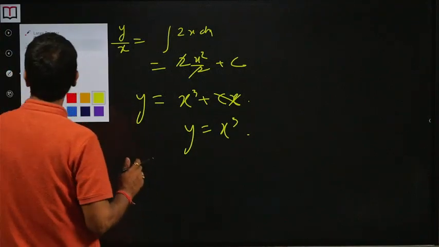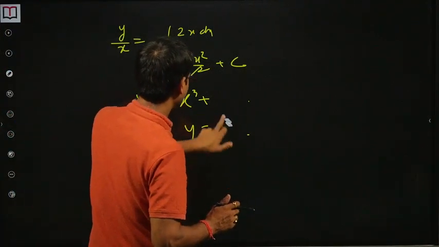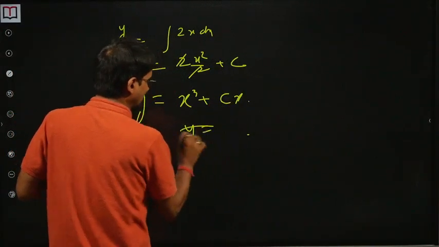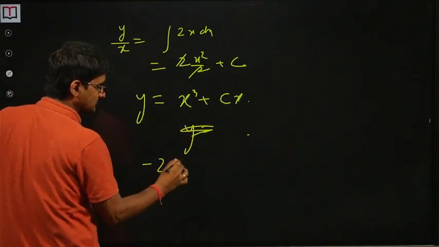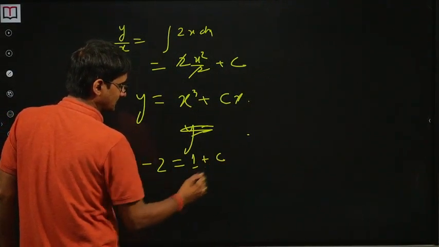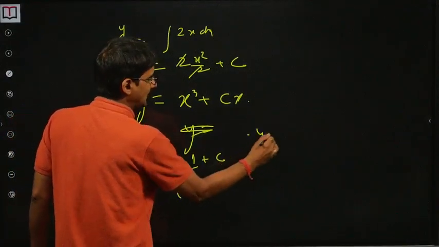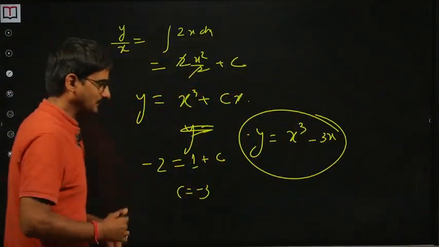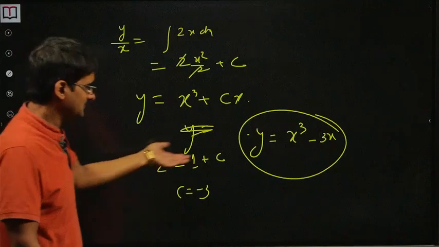Wait, let's try. C is not 0 in that case. Plus cx. So when I put x as 1, minus 2 is equal to 1 plus c. So c is minus 3. So y is x cube minus 3x. So again it's an odd function. f of 0 is 0. It's an odd function. So that might be the answer.